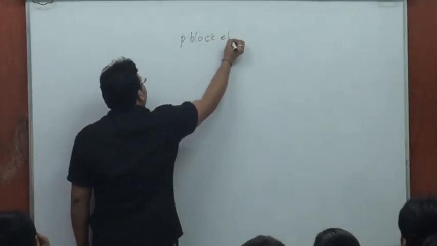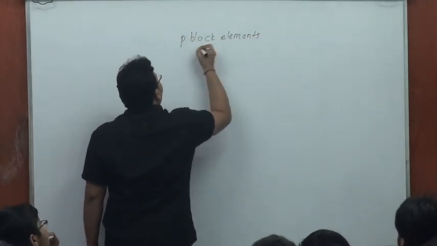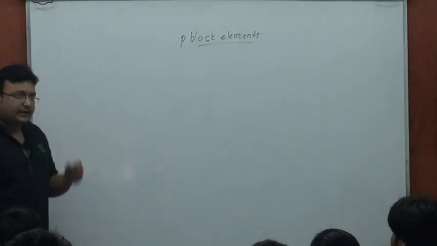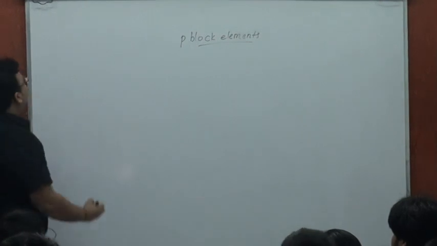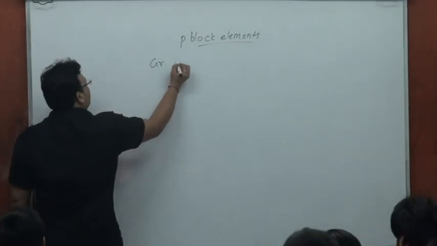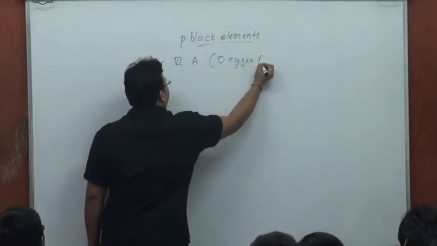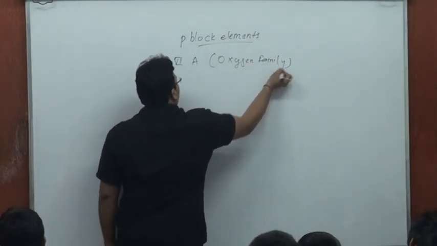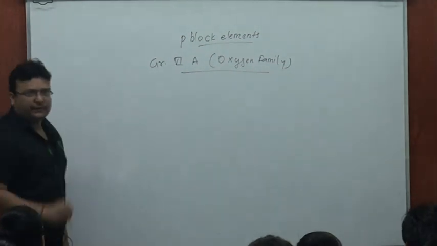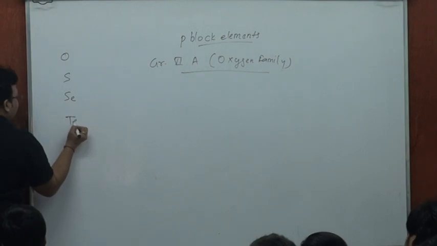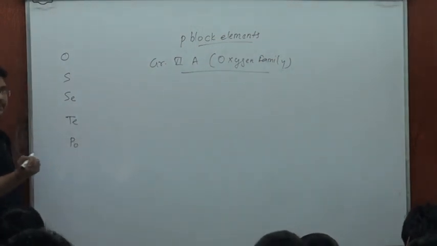P block elements. Well, we've seen halogens, we've seen group 7. So let's begin with group 6 today. Group 6A, popularly called the oxygen family. Oxygen being the most popular member of the family. Oxygen, sulfur, selenium, tellurium, polonium.